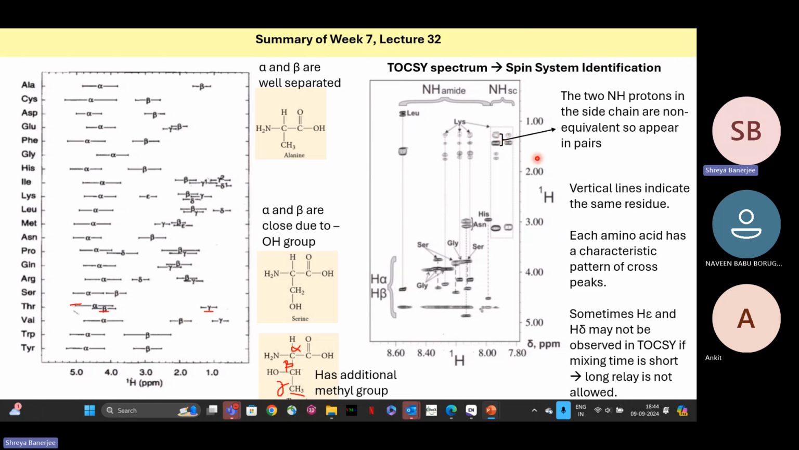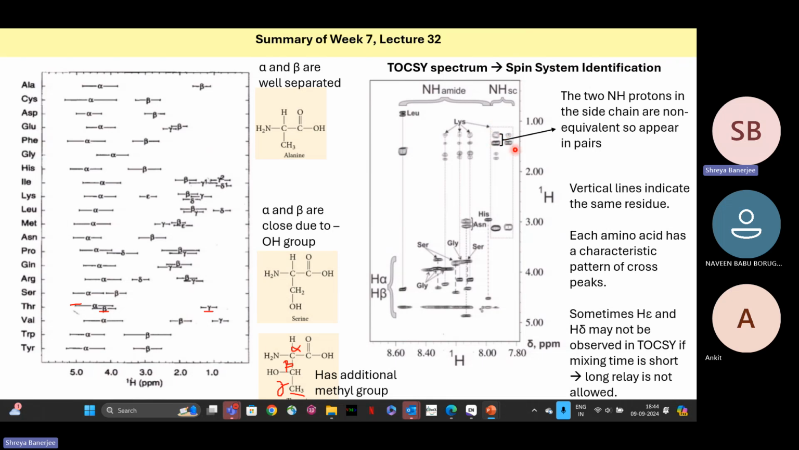Now, in some cases, in the NH region, you can have two protons. This is the NH side chain region. Normally in the NH side chain region, you will only have protons if the amino acid is asparagine or glutamine. So in leucine, you can see there is no peak in this region, which is the NH side chain region.